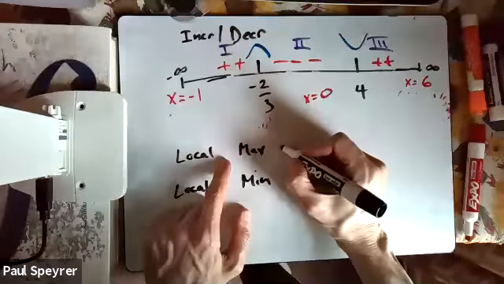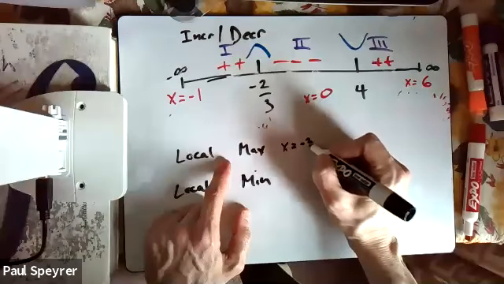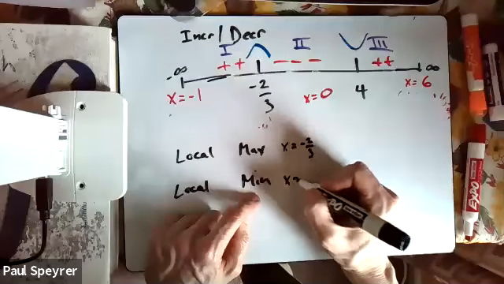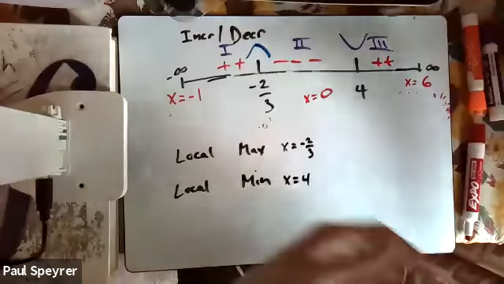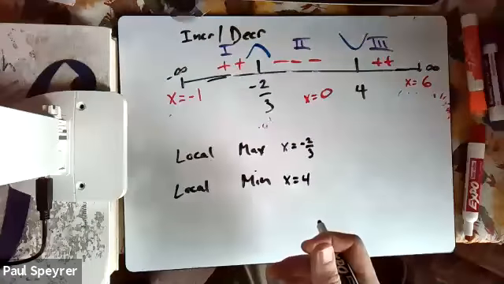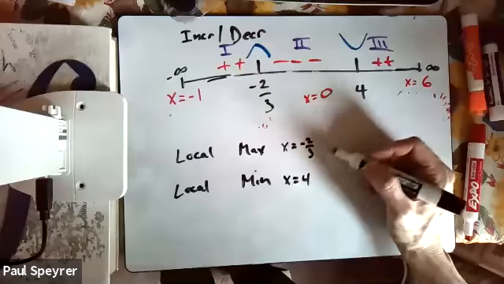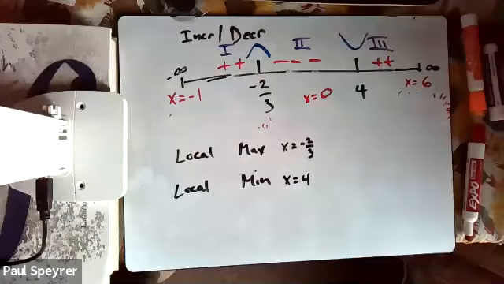So we have a local max at x equals negative 2/3, and we have a local min at x equals 4, but we want these as a point, okay? You want these as a point right here. So you need to substitute these values into your original function.